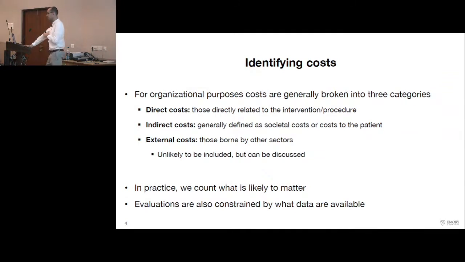And external costs are those borne by other sectors, and those are really difficult to obtain or estimate. So the current practice usually is to just not include those. If you have good estimates of external costs and good reasons for including them, sure, do that. But chances are that you will not have good estimates of these spillover effects to other sectors.